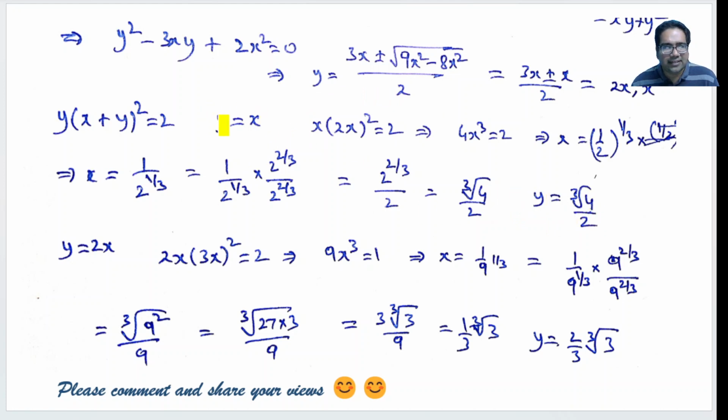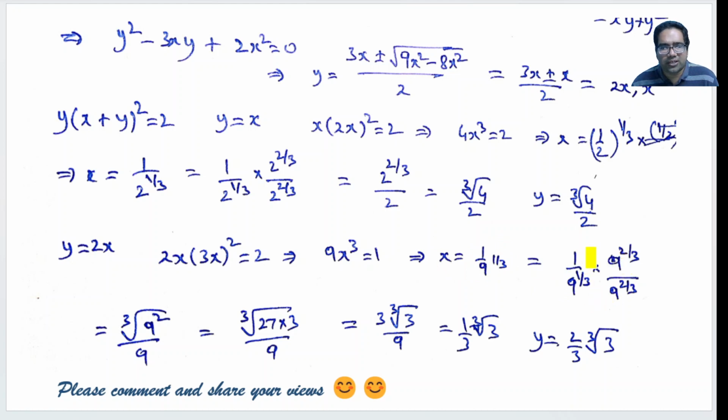Now let's take the other case where y equals 2x. We have to figure out what if y is 2x. When y equals 2x, again let's substitute in this equation, y times (x + y) whole square equals 2. So 2x times (x + 2x), which is 3x whole square, equals 2. Right. What does that mean? This 2 and this 2 will go away. 3 square is 9. 9x³ equals 1. That means x equals 1 by 9 whole power 1 by 3.